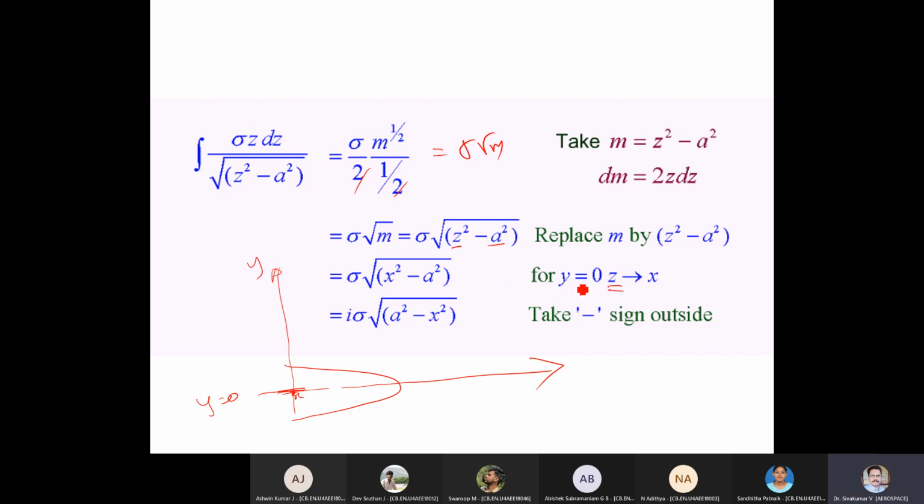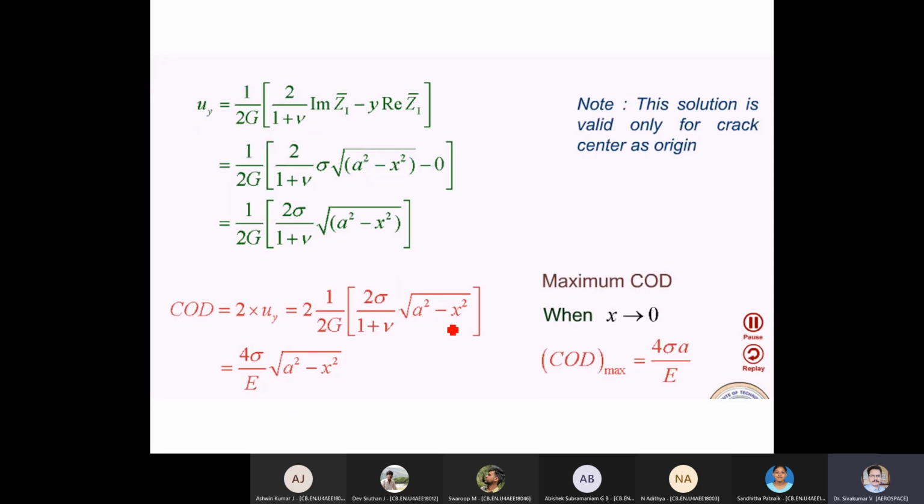When I say y equal to 0, I can make my z as x because it's a variation. I'm looking only in this direction. My z, I'm looking for the solution on z. Then only I can trace my y. So z will become x square. Now I'm taking this negative outside, so automatically the imaginary part will come. So this is the imaginary of sigma into a square minus x square. I hope this part is clear for you.